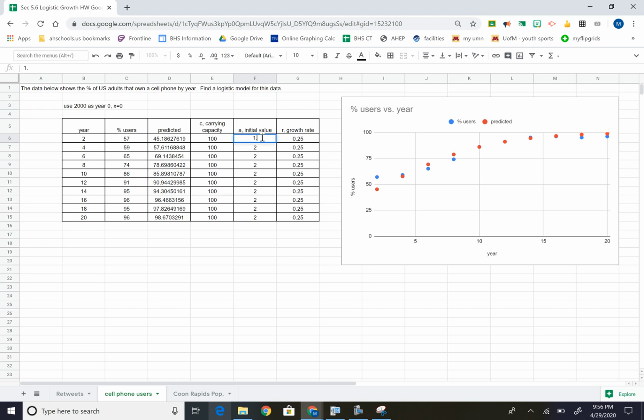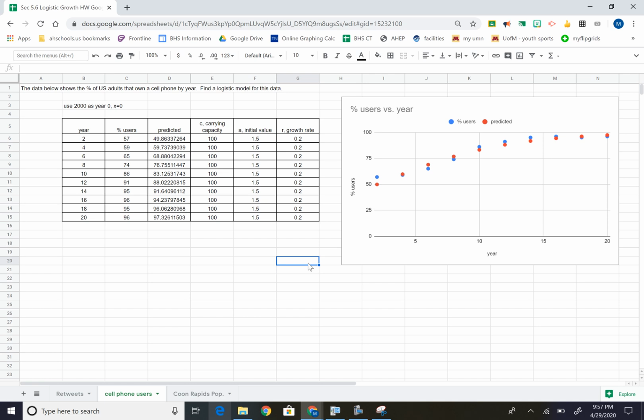Maybe it's really something like 1.7 or 1.5. And now the red dots get a little too high. So we're growing too fast again. So maybe like a 0.2. Let's see what that does. Oh, that looks pretty good. Look at that. All right, so this was kind of a guess and check method, just playing with these values.